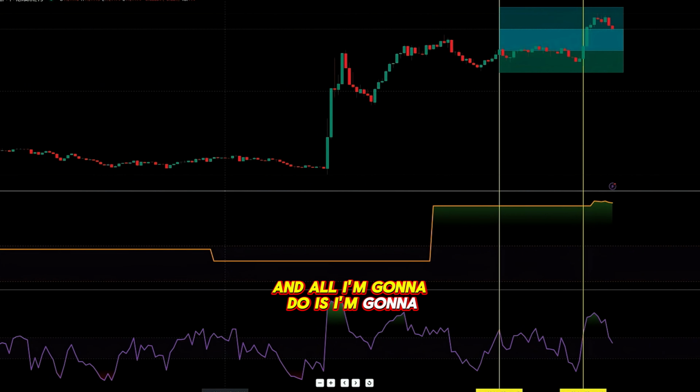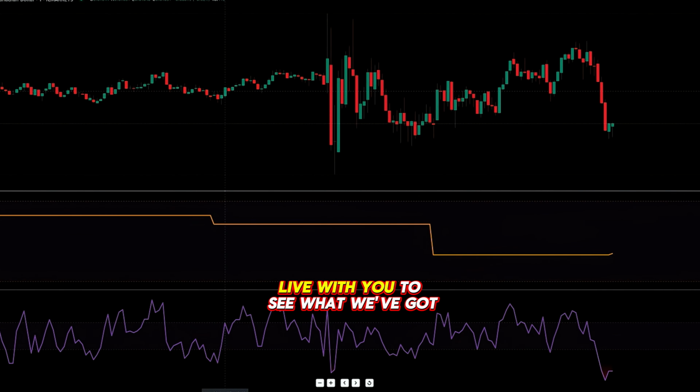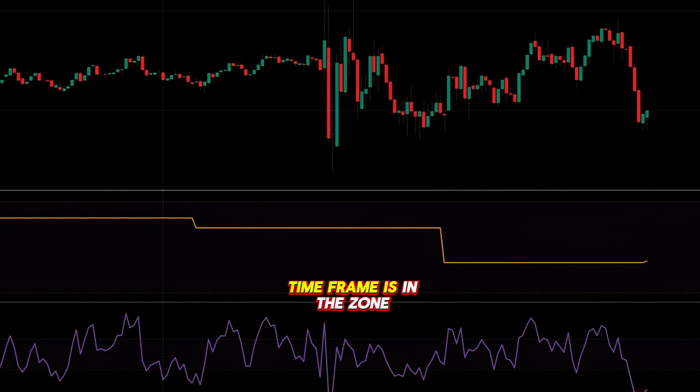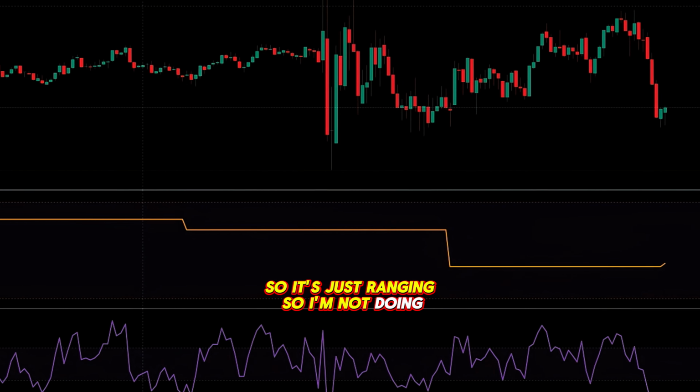And all I'm going to do is I'm going to go through a number of currencies live with you to see what we've got. The New Zealand dollar, Canadian dollar, you can see the 1 hour time frame is in the zone. So it's just ranging. So I'm not doing anything with it.